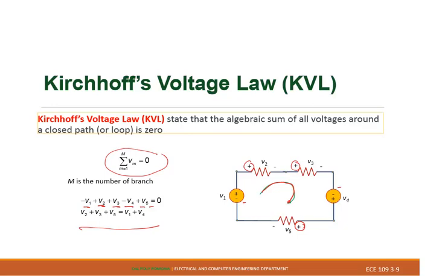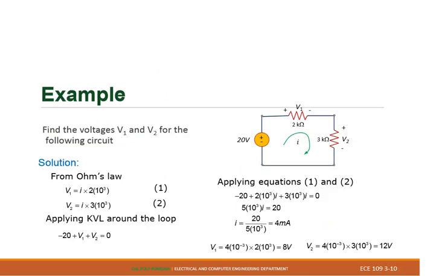Okay. In here, if we know the voltages V1 and V2, we can apply Ohm's law for V2, V3, and V5 to find the current first. After the current, we can find each voltage V2, V4, and V5. Here's the example. So we need to find V1. We need to find V2. We can find it multiple ways, but let's apply KVL in this case here.